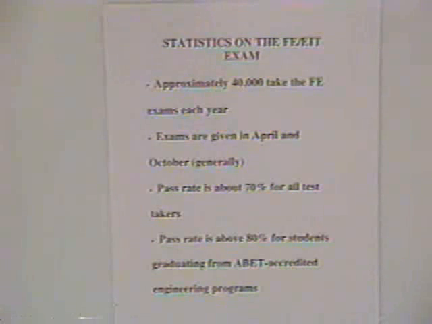Pass rate's about 70% for all test takers. The 70% pass rate, of course, includes some of the non-degreed engineers who may be wanting to become professional engineers. It includes engineering technology majors, students out of school for a long time, and students who are in school. And so for all test takers, the average pass rate's about 70%, but the pass rate is above 80% for students who are graduating from ABET accredited engineering programs. And so there is a reasonably high pass rate.